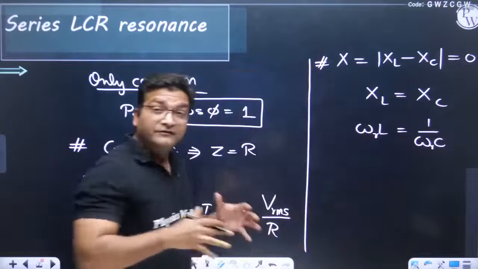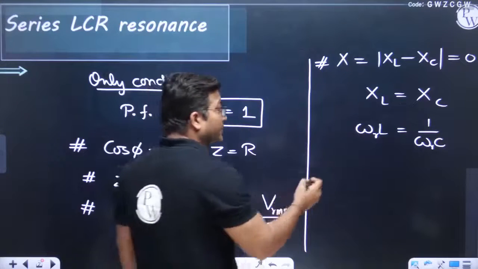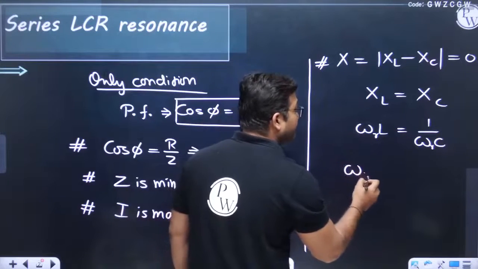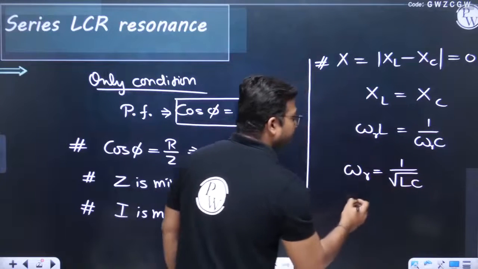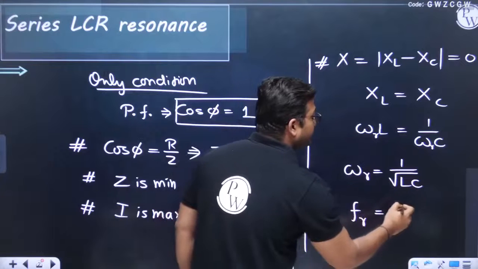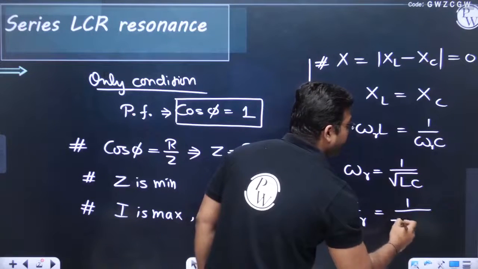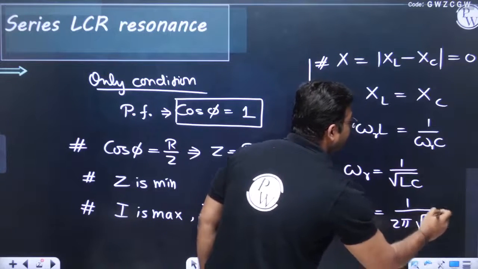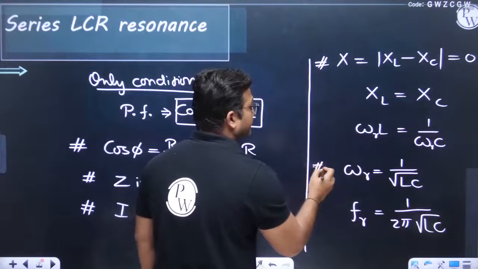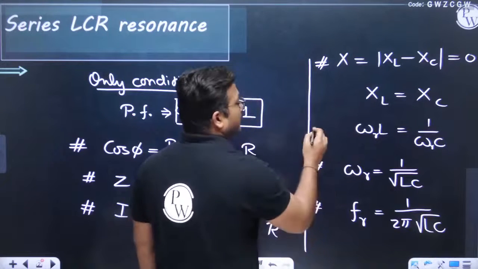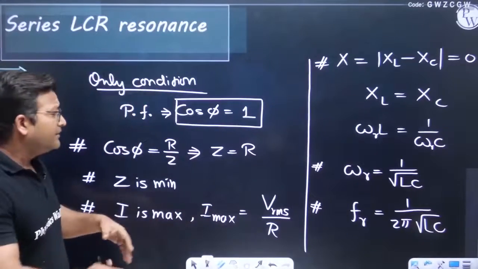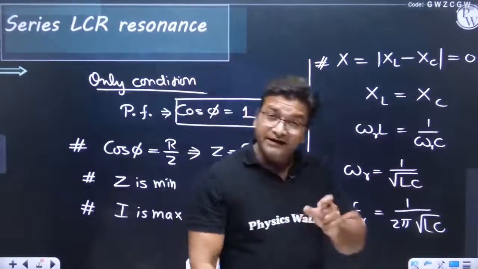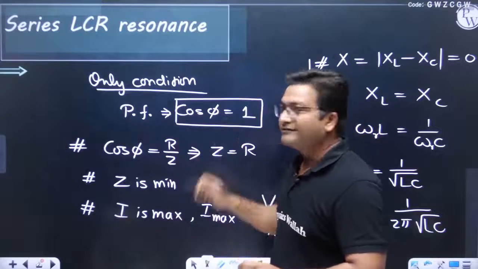So if the circuit is in resonance, the angular frequency is equal to 1 over root LC, or the resonant frequency is equal to 1 upon 2 pi root LC. These are very important concepts. You all must remember them, and all can be derived using a single condition, that the power factor is 1. Okay.